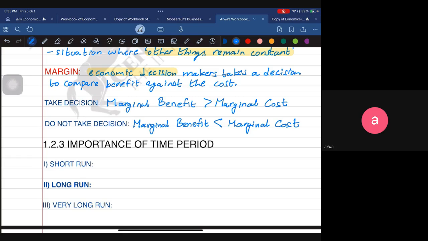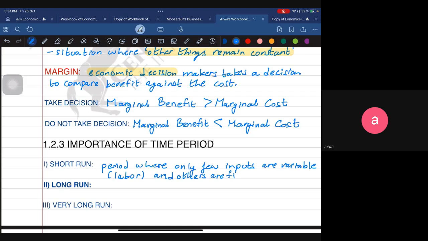So in the short run, you are perfectly correct in saying that this is a period where only a few inputs are variable, and usually one, and that is usually labor. Like I write in brackets, labor, and the others are fixed, like the technology, the land, and everything, like capital, land.